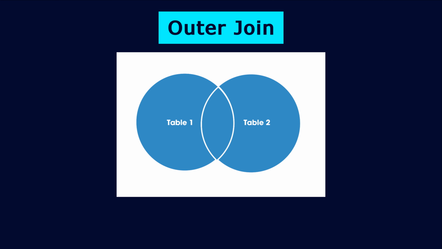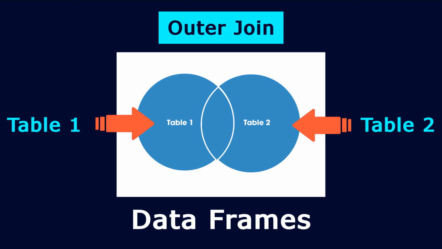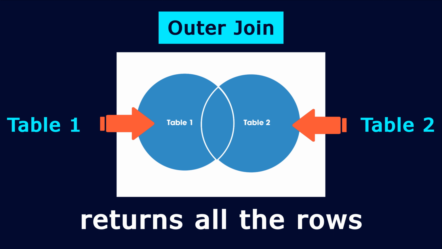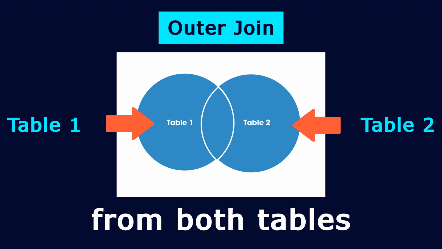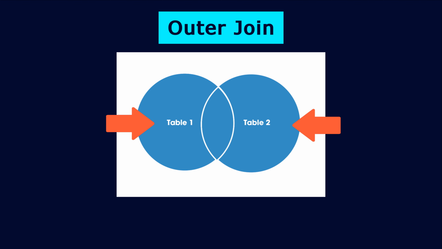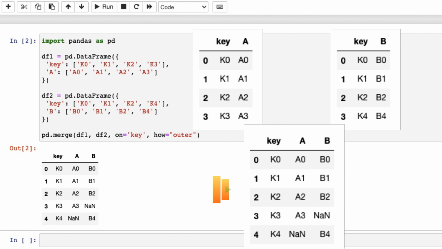Outer join. Outer join combines records from two tables or data frames based on a common key, and it returns all the rows from both tables, filling in null for missing matches on either side. For an outer join, pass the input parameter how equals outer into the merge function. After running, both data frames are merged based on the outer join condition.